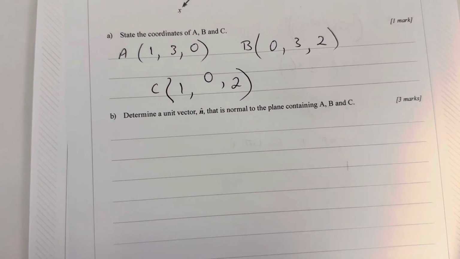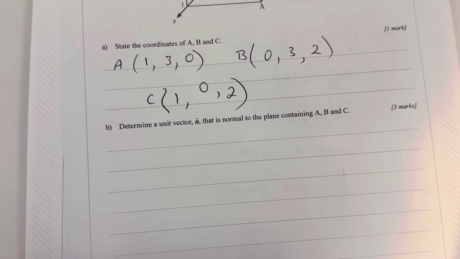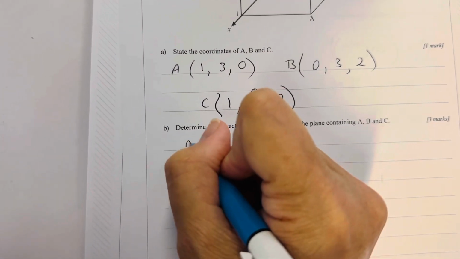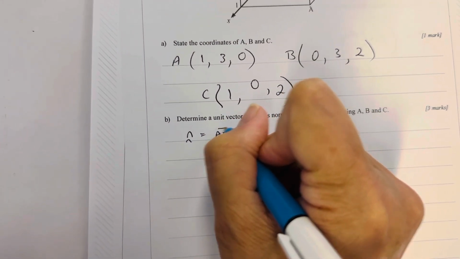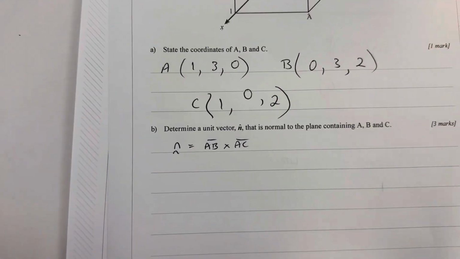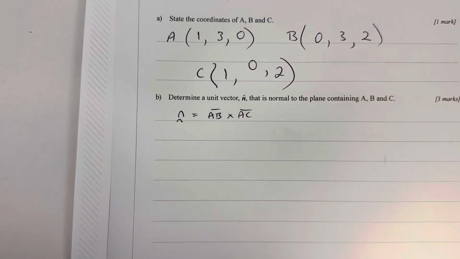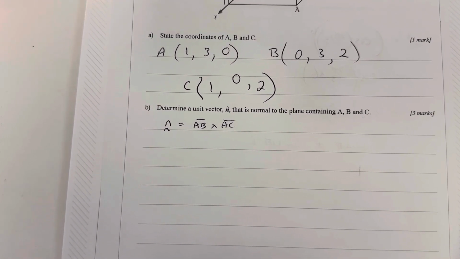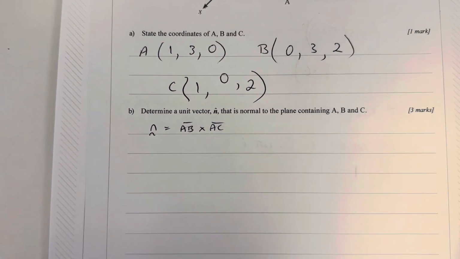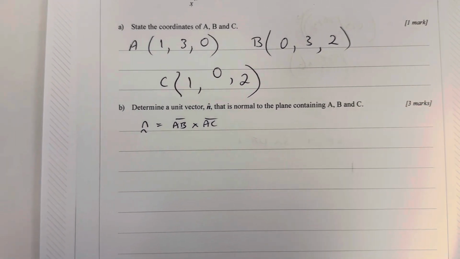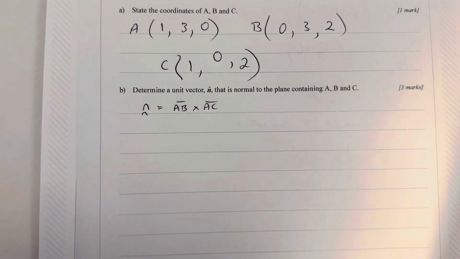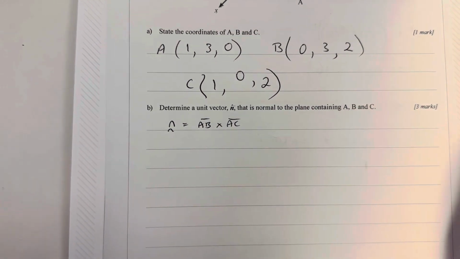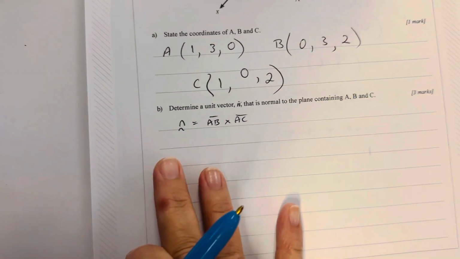Determine a unit vector n that is normal to the plane containing A, B and C. We're going to go that n, our normal, would be AB cross AC. Is where we need to go with this. Because if A, B and C are all on our plane, n, and of course it's got the little hat on it, we actually want n hat, don't we? So let's just start with n for the moment.